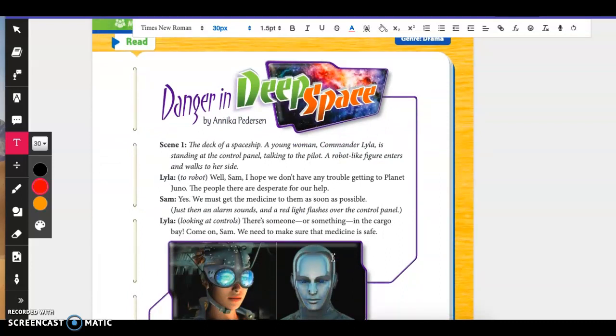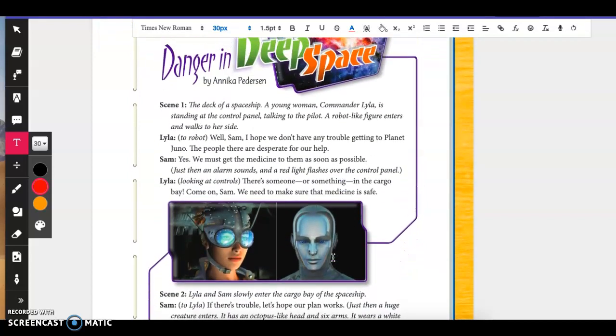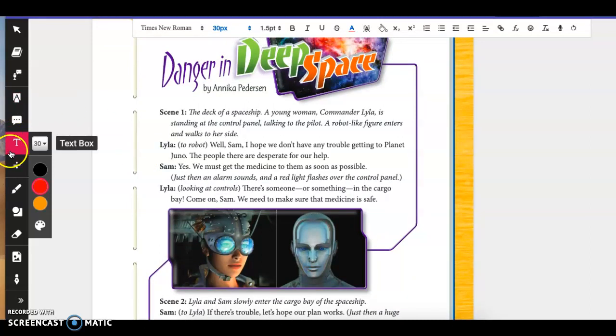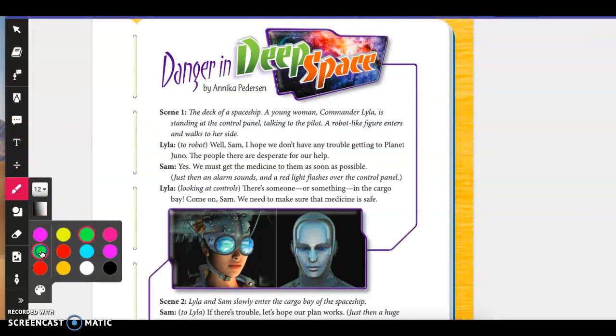The next portion of your activity, we are going to look at a play called Danger in Deep Space. Now, when you are looking at this play, you can see right here, it says Scene 1. That means the first part of the play. Now, it's going to give you some information about Scene 1, which usually has to do with the characters and the setting of the scene.